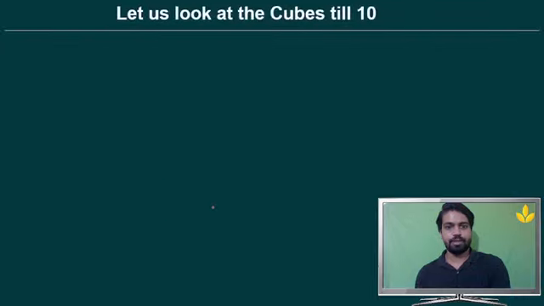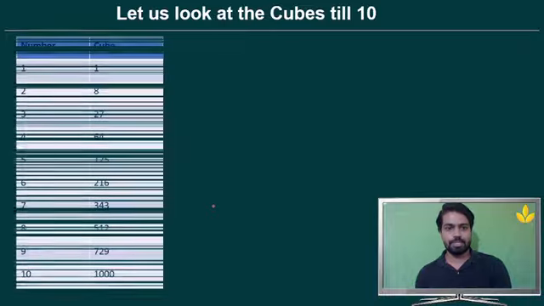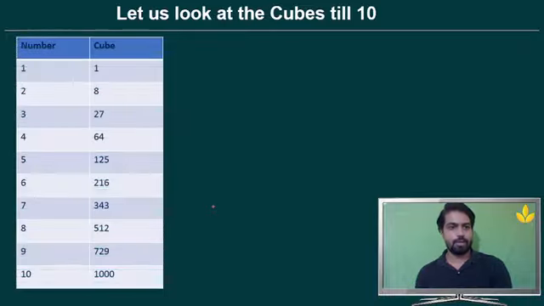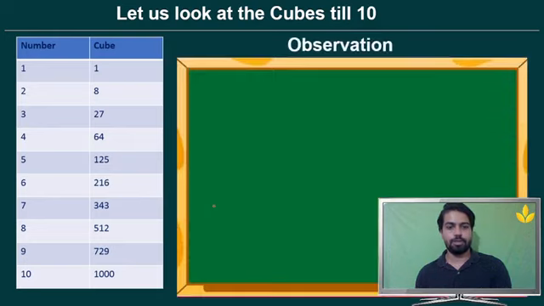As we did the same thing in the squares, we have to look at the cubes till 10, as we did for the squares as well. You can observe and note the observations here. Let's see what is the important observation we have to make note of here. One thing here is the last digit.